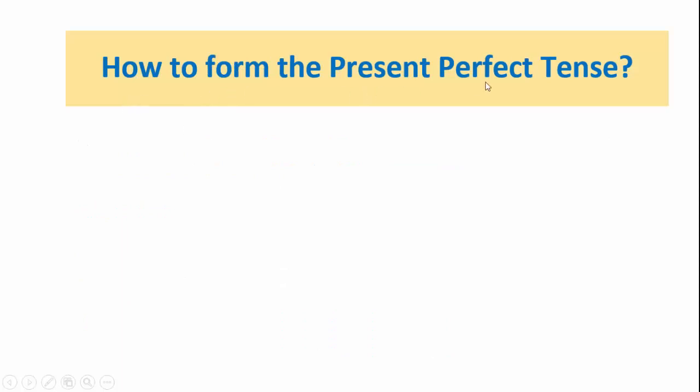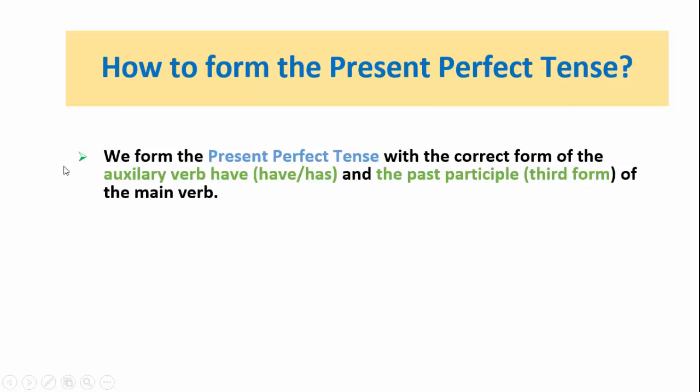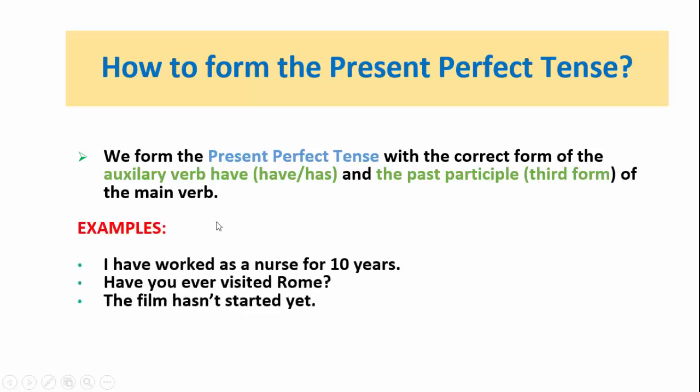How to form the present perfect tense? We form the present perfect tense with the correct form of the auxiliary verb have or has and the past participle. This is the third form of the main verb. Let's look at the examples. I have worked as a nurse for 10 years. Here we can see that we use have plus verb 3, the third form of the verb, it is worked.